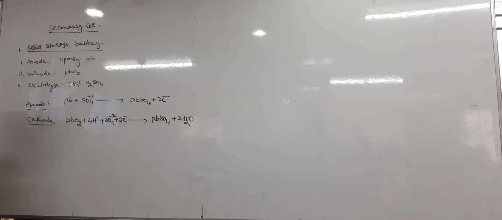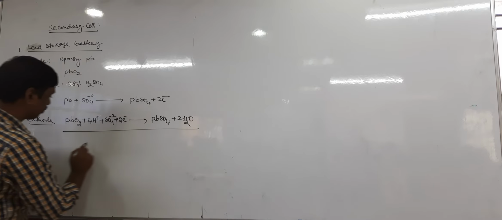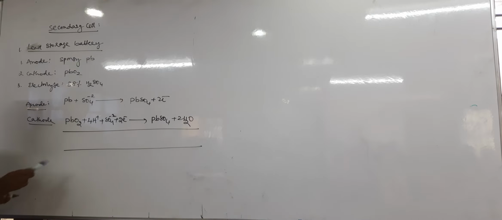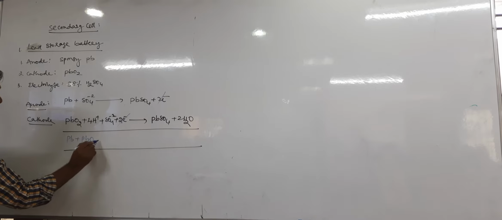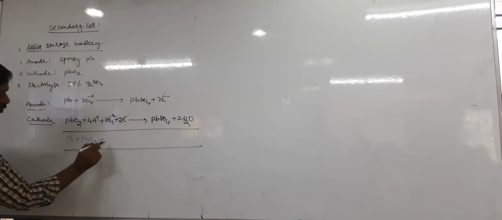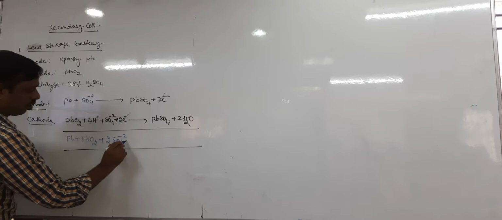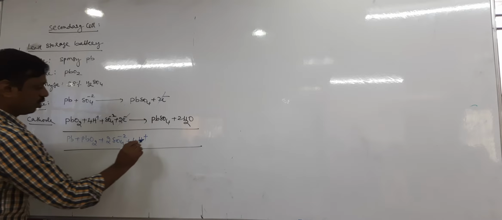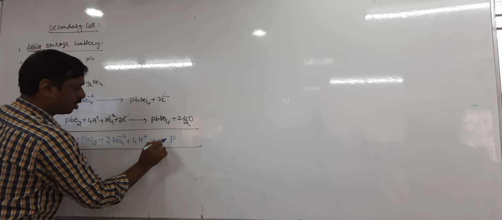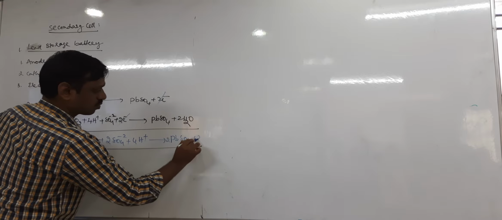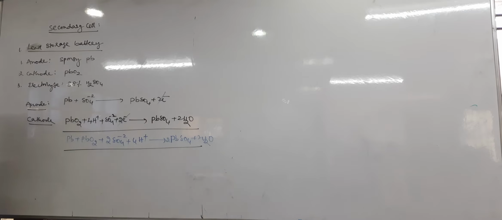Okay. Then next, what is the cell reaction? In the cell reaction, there are 2 electrons here and 2 electrons there, and Pb plus PbO2 plus 2 SO4 2- and 4 H+ gives rise to 2 PbSO4 plus 2 H2O. Okay. Tell me, this is the cell reaction.